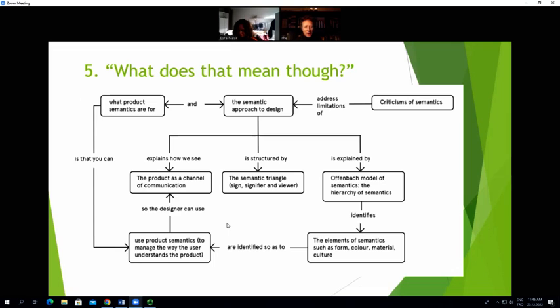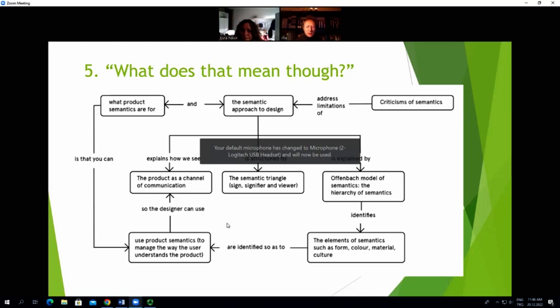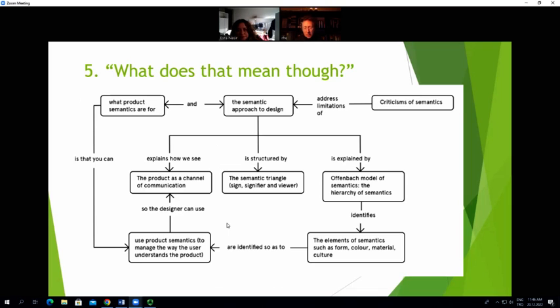So semantics is essentially the way in which our experience from the human world is overlaid onto objects and transferred to these objects. In the final chapter, I discussed what product semantics is for, and I also addressed its limitations. Product semantics are structured by things like the semantic triangle, which I'll come to next. And the semantic approach also explains how we see. From this, we understand that the product is a channel of communication.